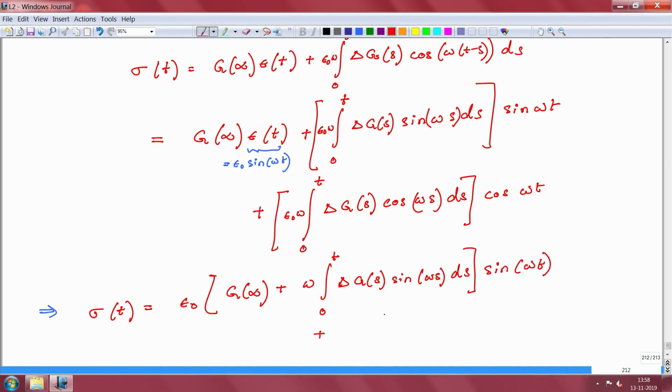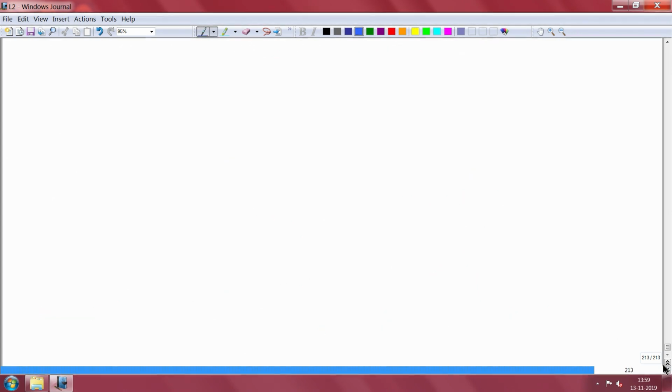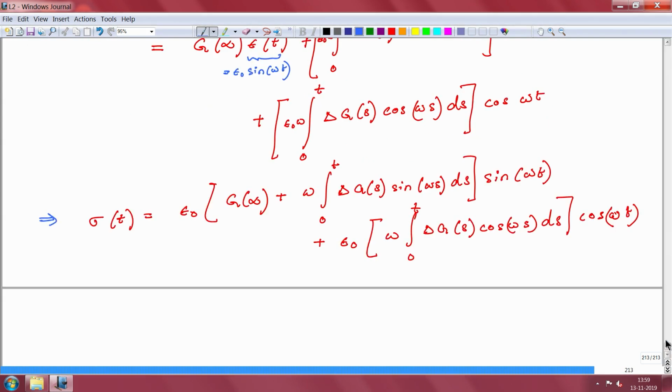plus again you have this epsilon. So, you have an epsilon naught, but this time you also have inside you have an omega, and this is integral 0 to t delta g s. You now have the cosine omega s ds into cosine omega t. Okay. Now, please, this has become a big equation, but very quickly I am going to simplify this.